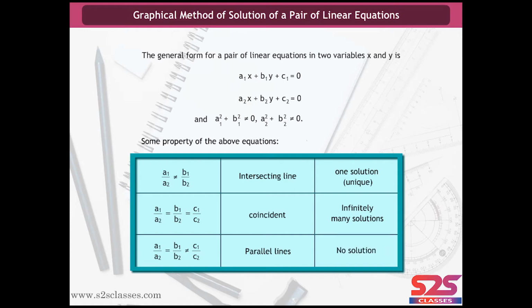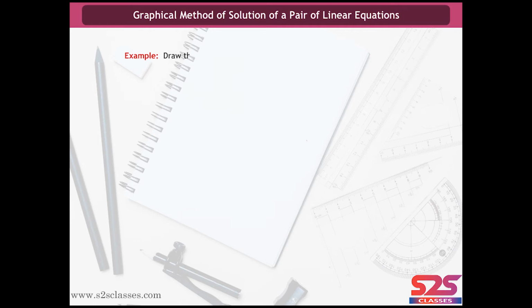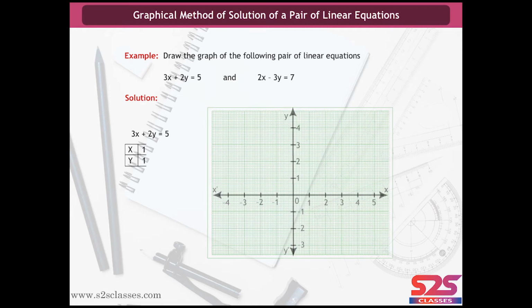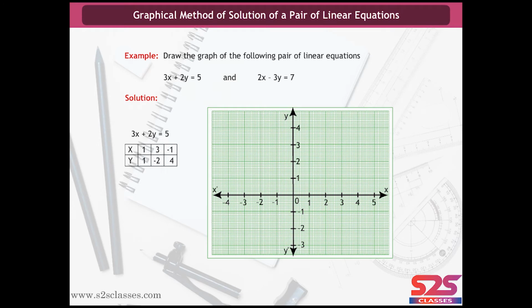Let us look at an example. Example: draw the graph of the following pair of linear equations: 3x + 2y = 5 and 2x - 3y = 7. Solution: to draw the graph of the given system of equations, we tabulate the values of x and y. So in equation 3x + 2y = 5, if we substitute x as 1, then we get the corresponding value of y, which is equal to 1. And similarly, we can get other values.